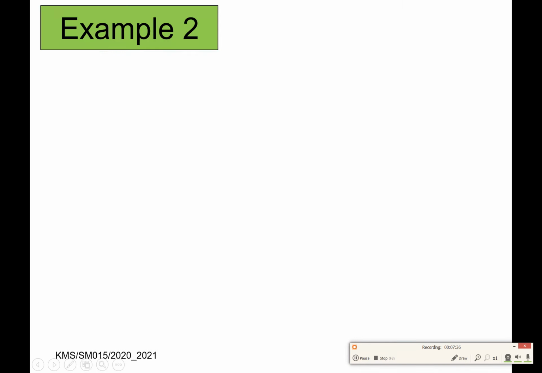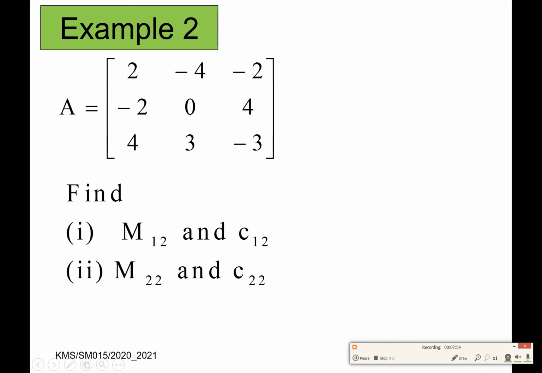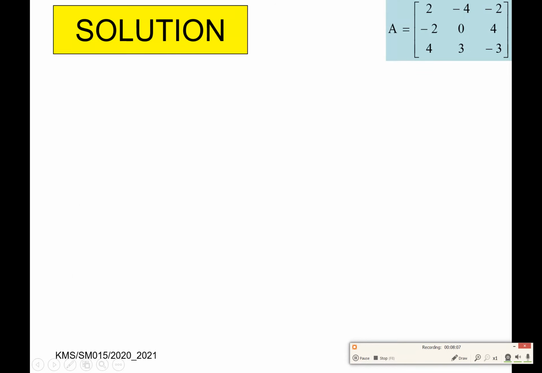Okay, this is example 2. You are given a 3 by 3 matrix A: 2, negative 4, negative 2; negative 2, 0, 4; 4, 3, negative 3. Find minor 1, 2 and cofactor 1, 2. Second, minor 2, 2 and cofactor 2, 2. Okay, the solution: check what matrix A is given.